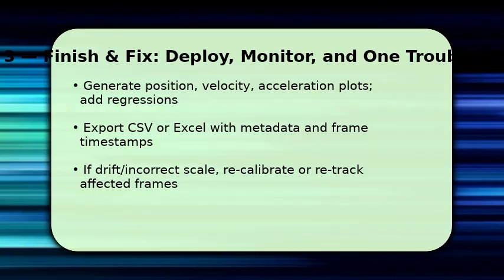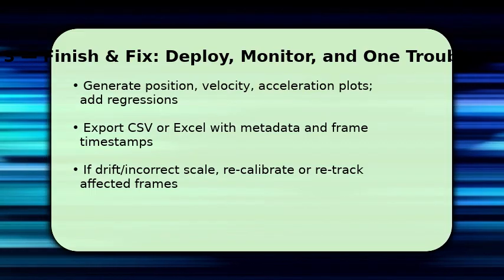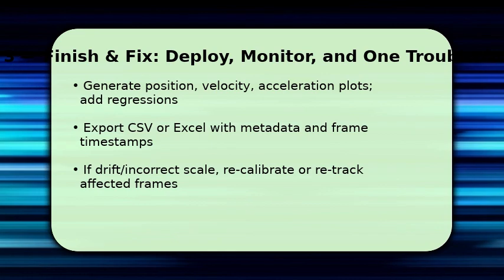If exported values look wrong, check 2 common issues: incorrect scale or tracking drift. If scale is off, recalibrate with the scale object and rerun tracking. If drift appears, retrack the suspect segment or increase smoothing slightly. Once corrected, re-export and document the fix.